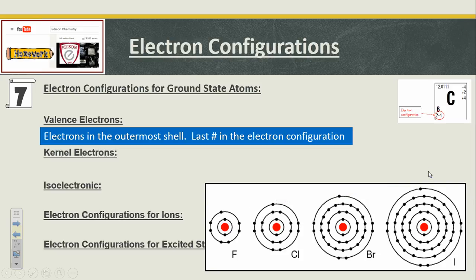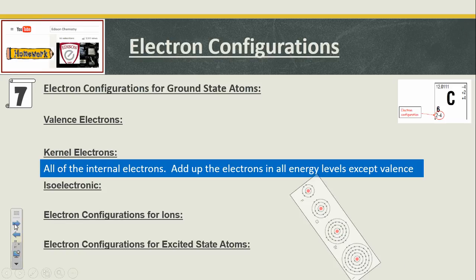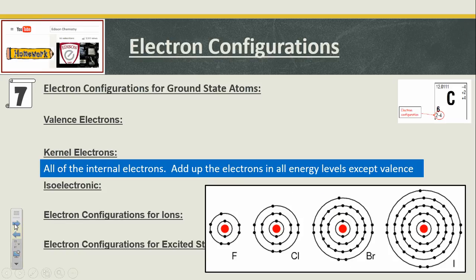Okay? So let's see here next. The kernel electrons. Well, if the valence electrons are all the outside electrons, the kernel are the ones on the inside. And again, so if we had 2, then 7, 2, then 8, then 7, 2, then 8, then 16, then 7, then 2, then 8, then 16, then 16, then 7. The kernel electrons, the internal electrons, are all the ones that are not the valence electrons.